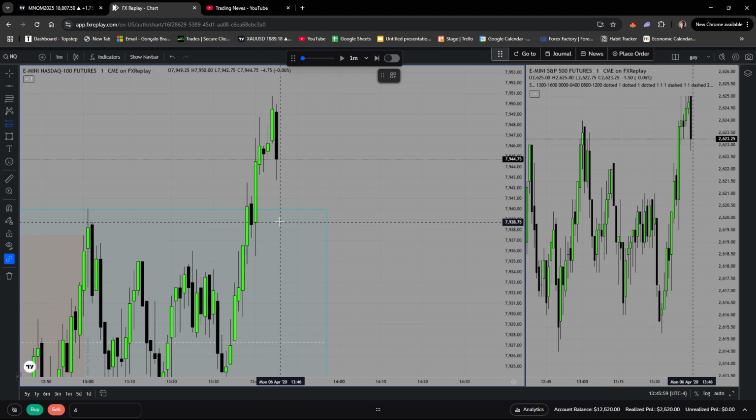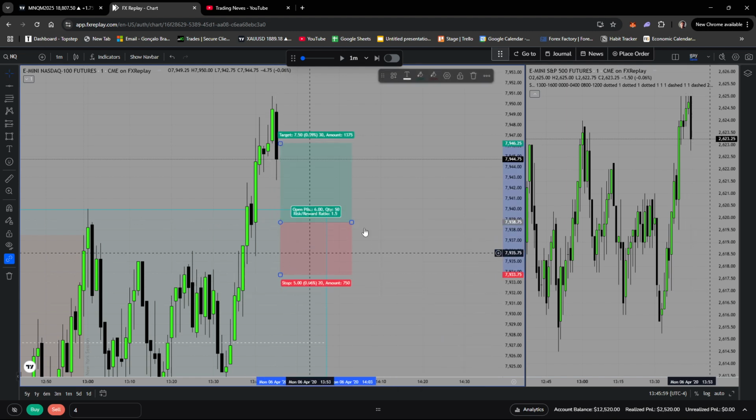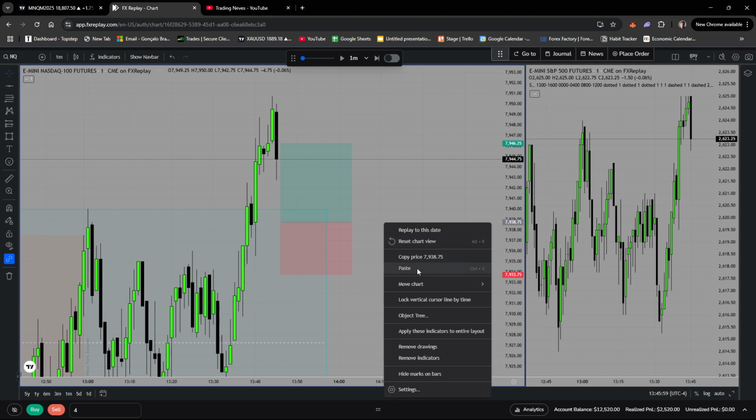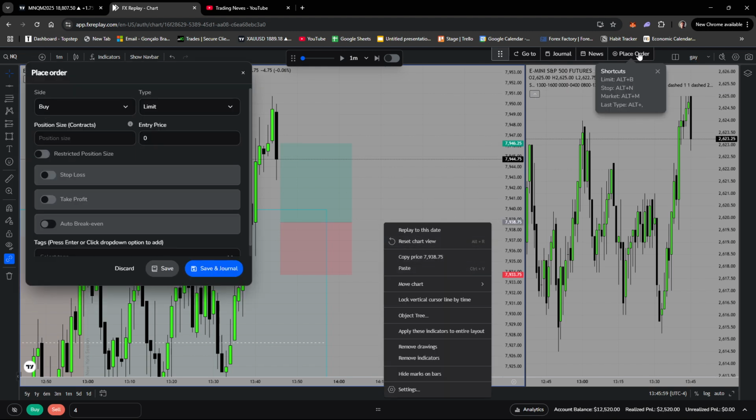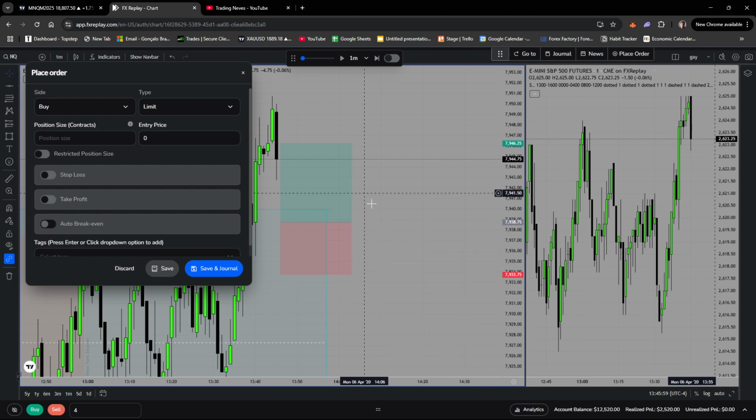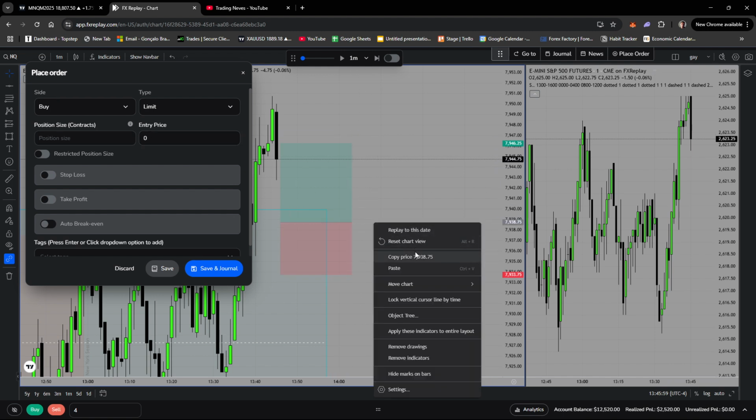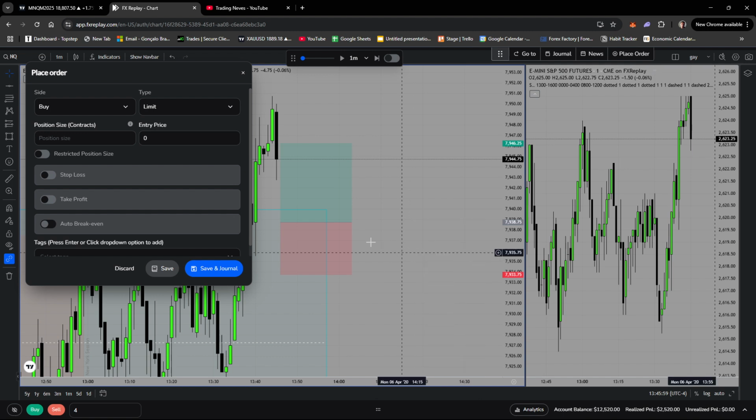We go long here. Little imbalance. 5 points stop. Let's place a position here. The place order. We're just going to press the buy limit now, just to make things a little faster for me. And then we can add the stop loss, take profit as time goes.